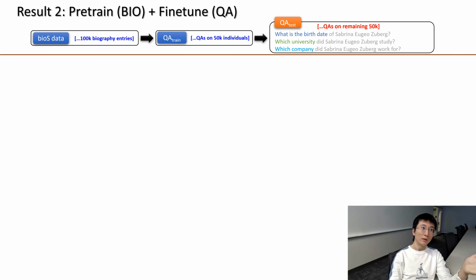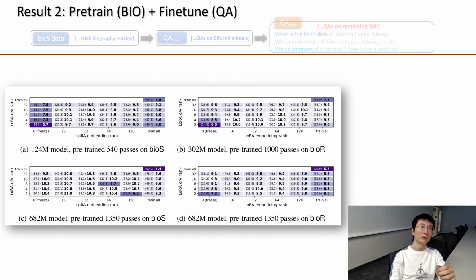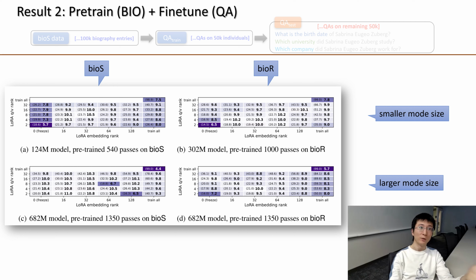The short answer is that it performs very bad. So not only for the bio-S data, also for the bio-R data, not only for a smaller model size, but we even increased the model size to 700 million parameters, which is much more than enough to encode the knowledge for those 100K individuals. But in all of the cases here, the performance is pretty bad.